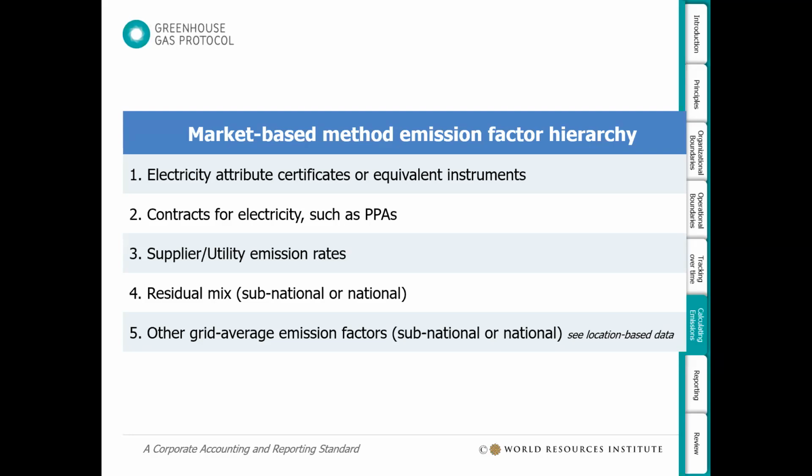These emission factors include electricity attribute certificates or equivalent instruments, so RECs or guarantees of origin, contracts for electricity such as PPAs, and supplier utility emission rates. When a company is using the market-based approach, it should ideally use one of these three emission rates or options. But if these three options are not available, then a company can default to residual mixes or to the grid average emission factor to calculate emissions under the market-based approach.